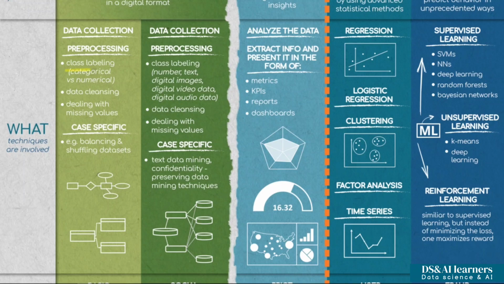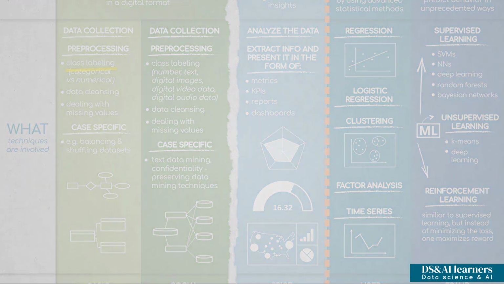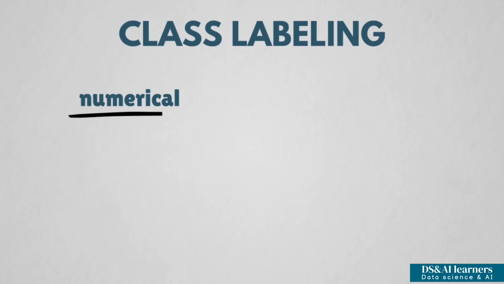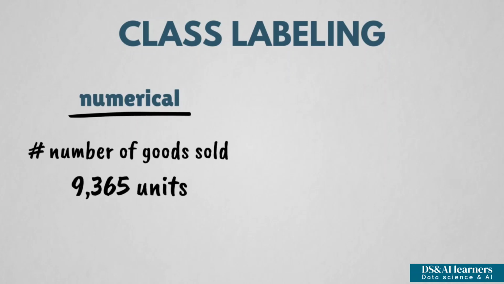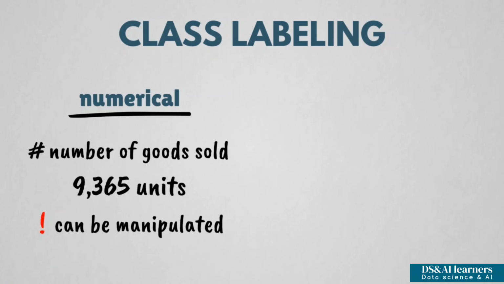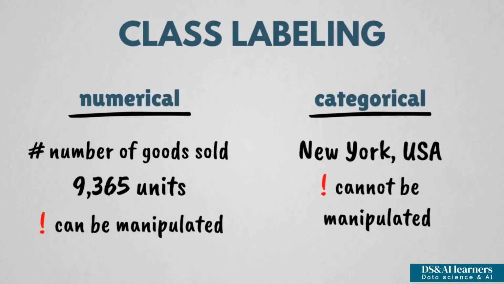One technique is class labeling. This involves labeling the data point to the correct data type, or arranging data by category. One such category is numerical. For example, if you are storing the number of goods sold daily, then you are keeping track of numerical values. These are numbers which can be manipulated, such as the average number of goods sold per day or month. The other label is categorical. Here, you are dealing with information that cannot have mathematical manipulations. For example, a person's profession or place of birth, as this just provides information about them.